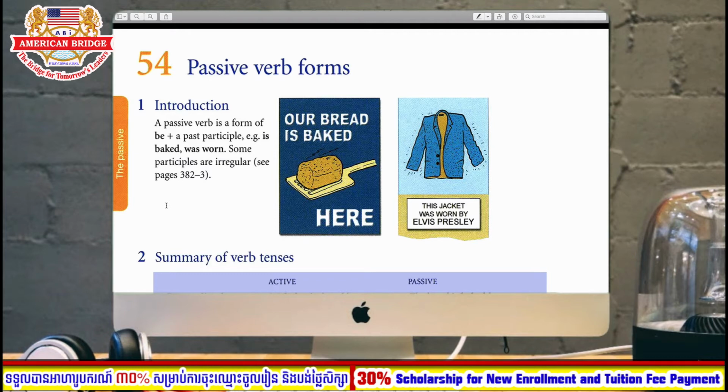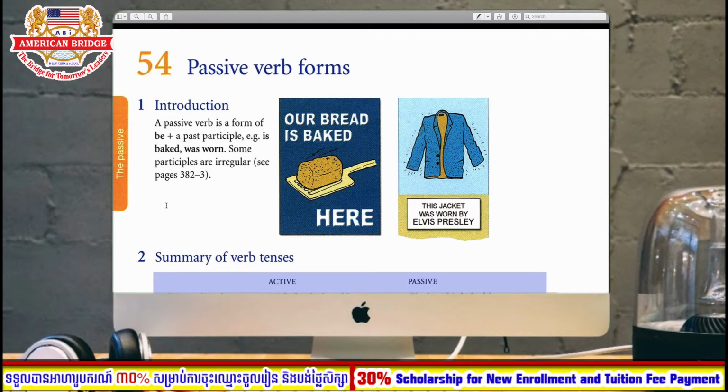For the introduction, they want you to understand the general form of the passive verb form. If you look at the two posters right here, we see the passive form written on the poster. Our bread is baked here. Okay, this jacket was worn by Elvis Presley, right? So these are the passive form.